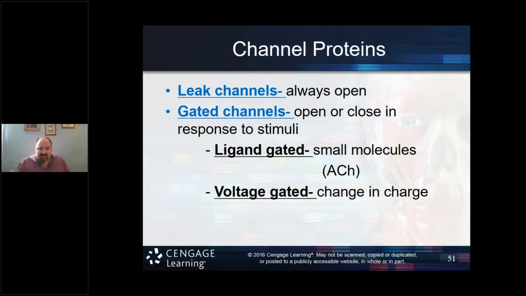stimulus in order to open. You need a key in order to unlock the gate. So in the case of ligand gated, we need a molecule. Like at the neuromuscular junction, where nerve and muscle interact in order to cause muscle contraction, we need a neurotransmitter called acetylcholine. In the case of voltage gated, we need a change in the charge of the plasma membrane. There needs to be a little bit of a change in the charge, and that's the key to open that voltage gated channel.